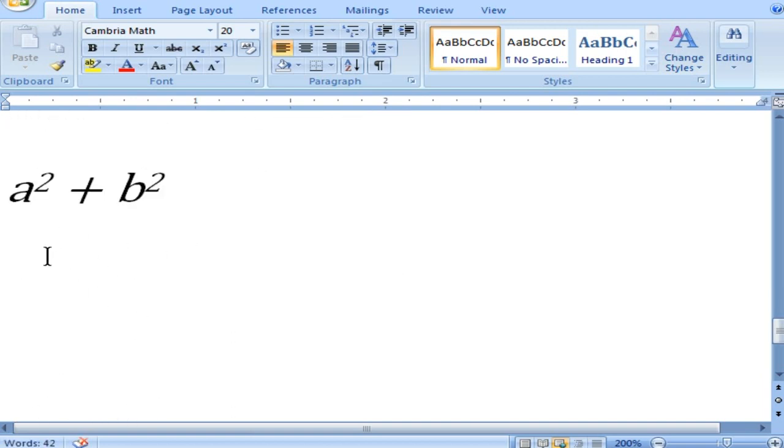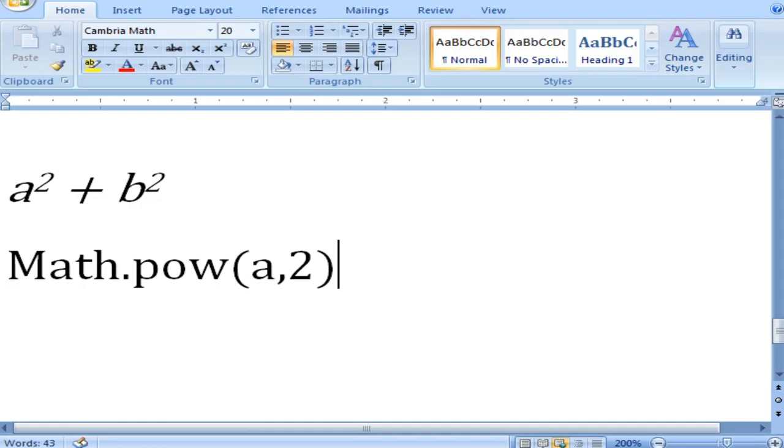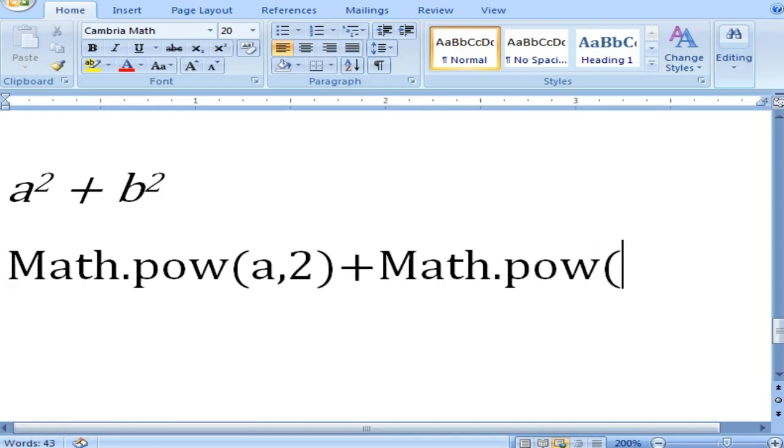Next is a square plus b square. So you have already done this in the previous example. So I am directly going for the mathematical expression: Math.pow a comma 2 plus Math.pow b comma 2. Okay, then semicolon.